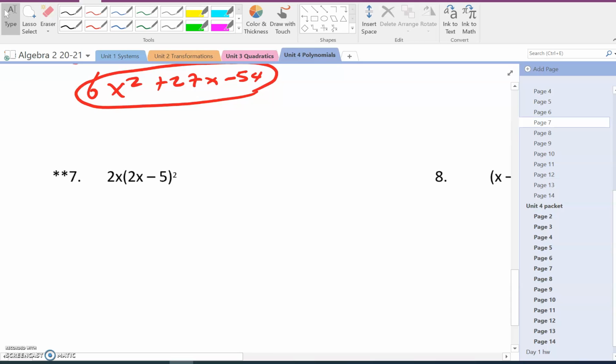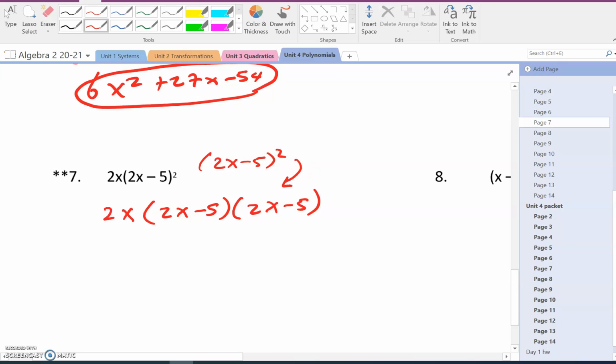Something like this, 2x minus 5 squared. A lot of people write that as they square both things, but this is 2x minus 5 times 2x minus 5 again. That's kind of what it means to square it. So in other words, this is equivalent to that part of it there, not equal to 2x squared minus 5 squared. That would not be equal.